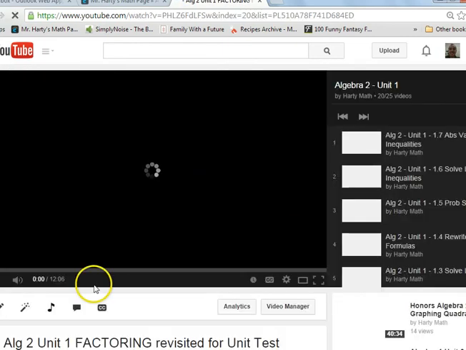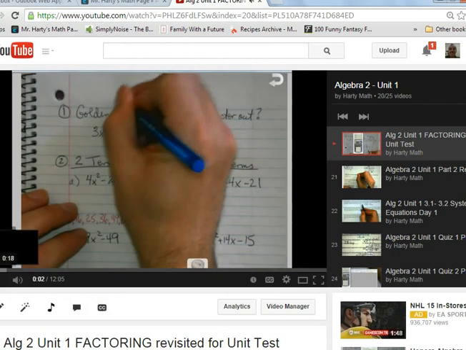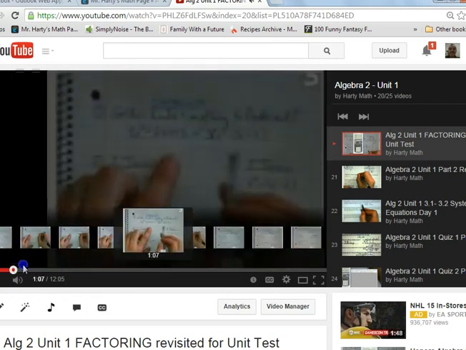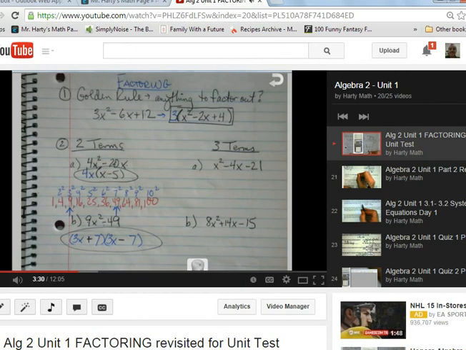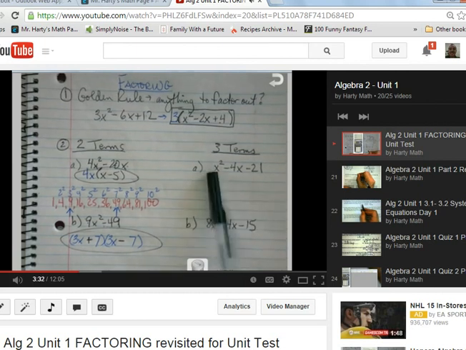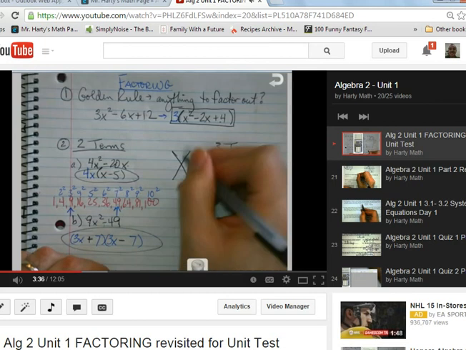But let's say factoring's my deal. So I come to the factoring. And again, Harty goes over the different things I'm looking at. Maybe I'm having trouble with difference of squares. Maybe I'm having trouble with some other stuff like the diamond. It's all available to you if you want it.